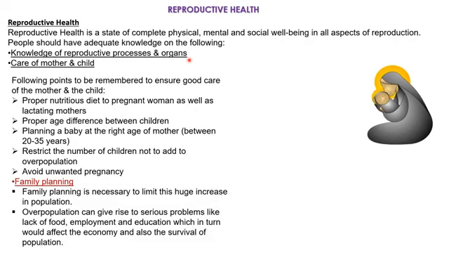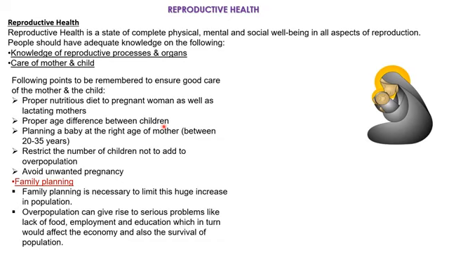but that is not the right age to become parents. It is very important to take care of mother and child if the mother is getting pregnant, and how to take care of mother and child all comes under reproductive health. Now there are following points to be remembered to ensure good care of mother and child. Mother should get a proper nutrient diet when she becomes pregnant, and especially when she is a lactating mother, she needs a proper diet. Proper age difference between children.